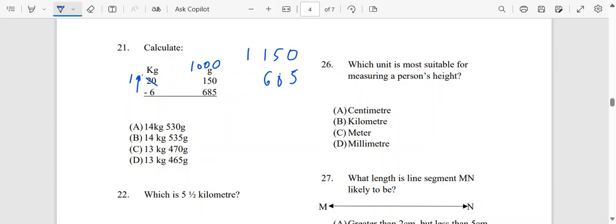So how much is left? We are left with 465, right? Now we have 19 and we want to take 6 from it. 6 from 9 is 3, so that's 13. So 13 kilograms, 465 grams. So D is our correct answer.